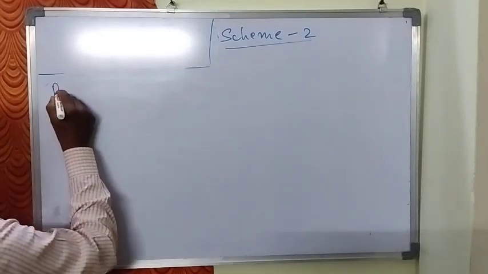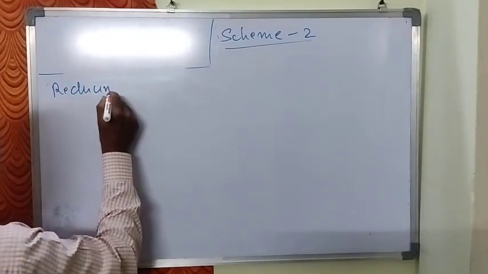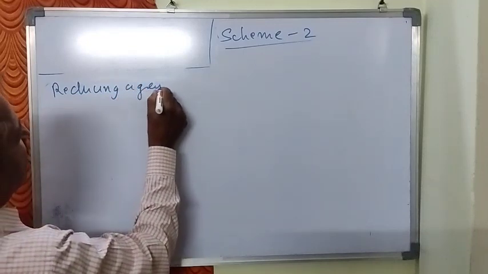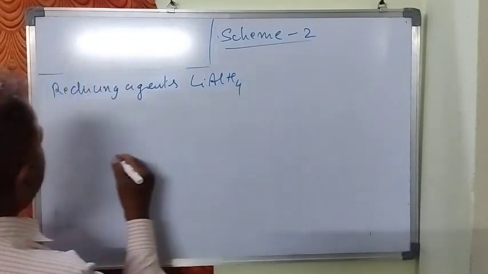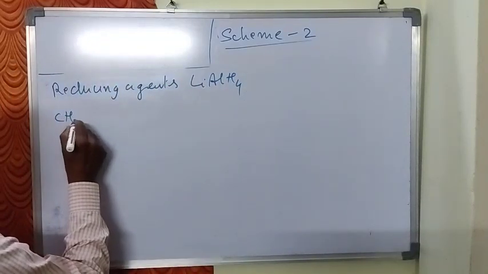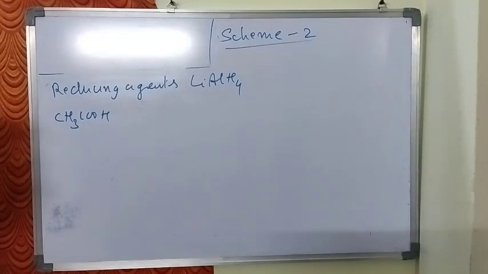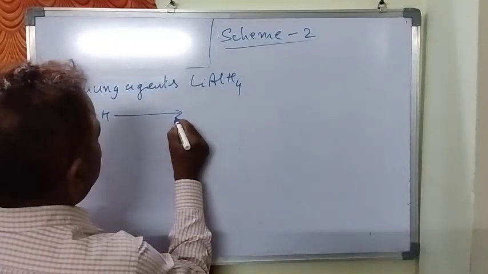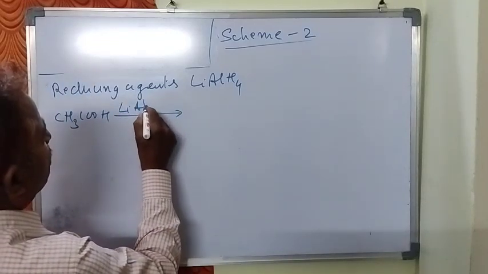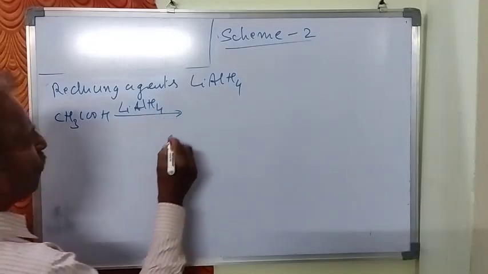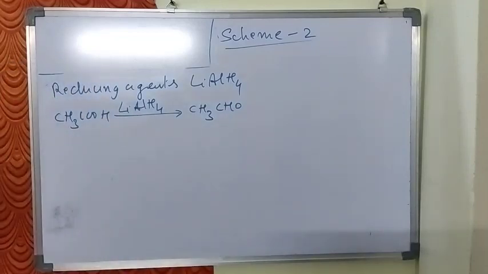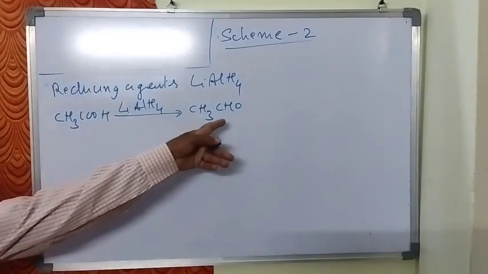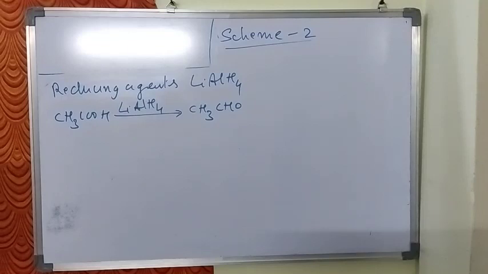Now, using reducing agents. Let us take lithium aluminum hydride. So, CH3COOH. When we take lithium aluminum hydride, a very strong reducing agent, LiAlH4, we get, it reduces to aldehyde. Acid reduces to aldehyde. That means here 2 oxygen atoms are there, only 1 oxygen atom is there. So, number of oxygen atoms are decreased. Therefore, acid is reduced to aldehyde.